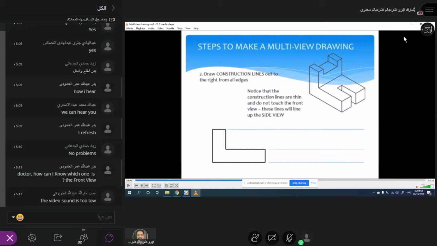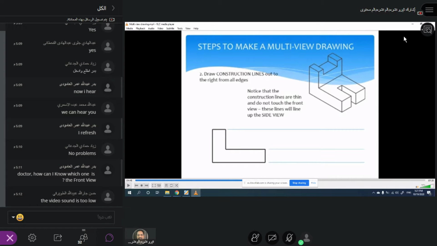So not only the side view, even the top view can be measured or drawn by using this construction line vertically. I hope you understand what I'm trying to say here. Okay. So in the exam and in the assignment, you have to be very, very careful to show clearly the distinction between the object and the construction line.